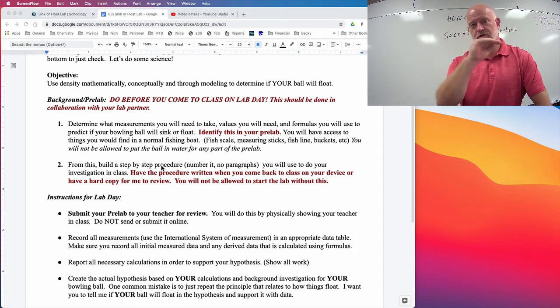Procedures are step by step, so they should be numbered. Step 1 is this, step 2 is this, step 3 is this, step 4 is this. They should be concise, but they should explain every step in detail. They're not flowing paragraphs by no means. All right, so you'll write up your procedure.